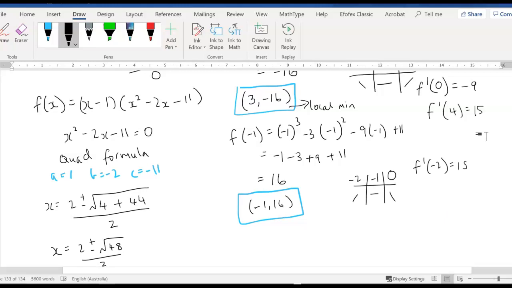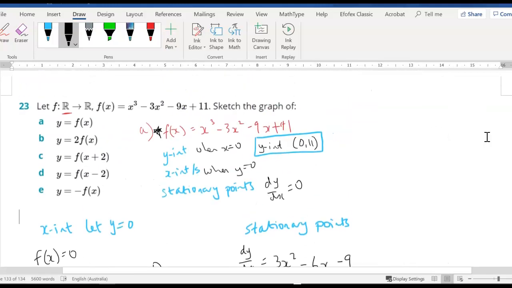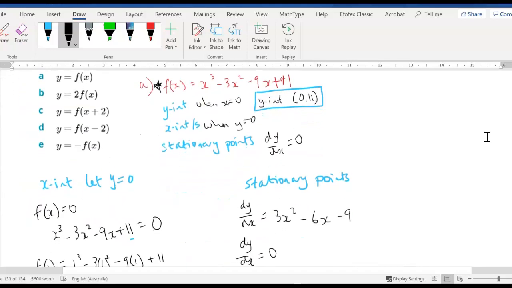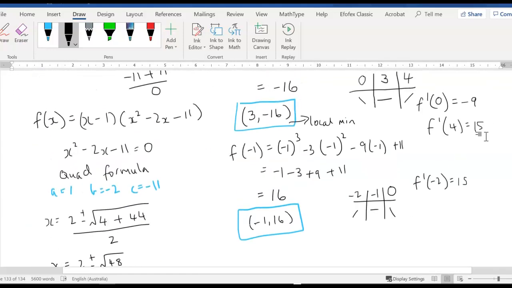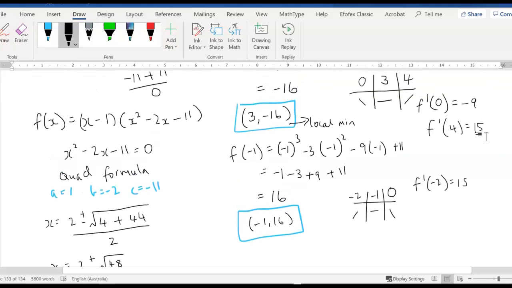Doubting myself now because I got f of 4 is 15. It's probably just the numbers that were used. All right, let's just have faith in it because we just need to know whether it's positive or negative. So the values, if I'm slightly out, it's okay. We just need to know whether they're positive gradients or negative gradients. So, okay, so at -1, 16, it's a local max.